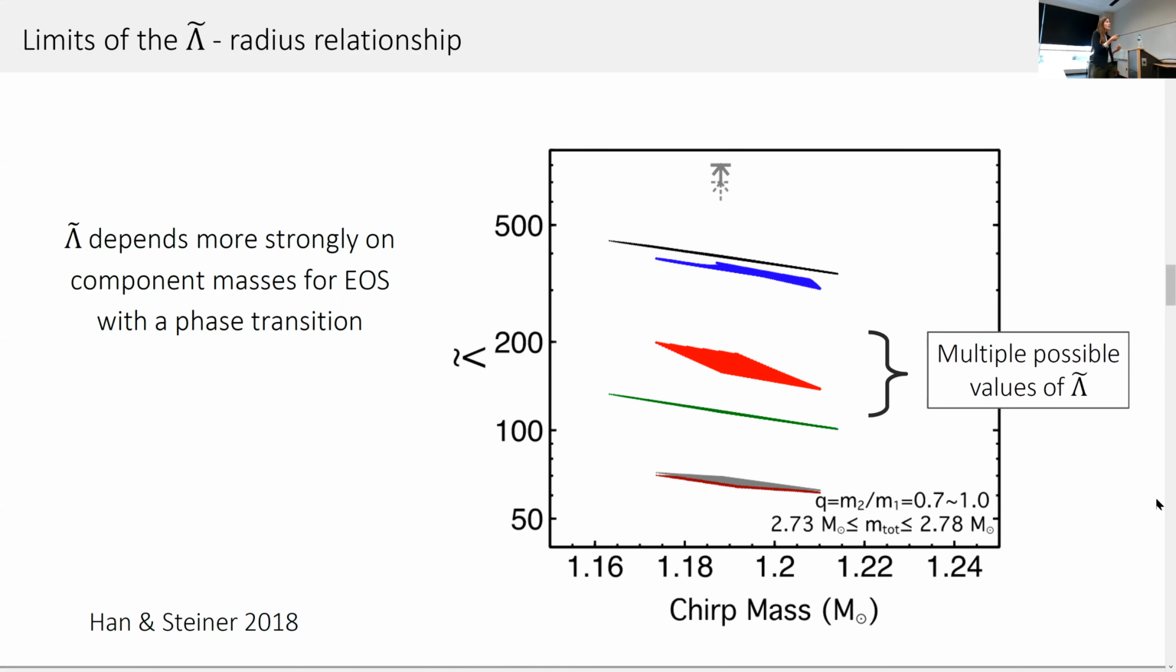But this feature, I think, is also a potentially powerful diagnostic tool in its own right. If we ever get to a point where we have a large sample of neutron star mergers, and you can actually identify two stars with similar chirp masses, and you can tease out two different tidal deformabilities, this will be a smoking gun indicator of the fact that there's a phase transition in the equation of state.